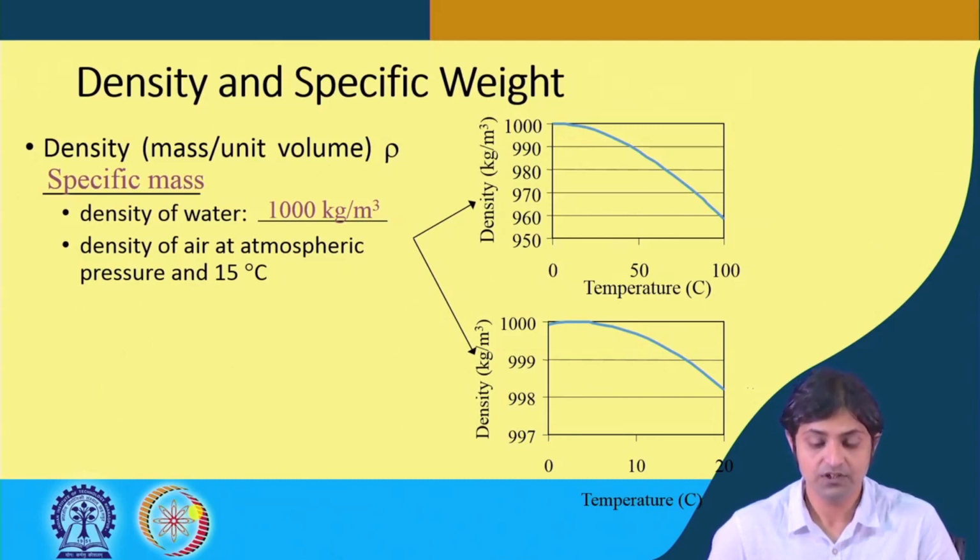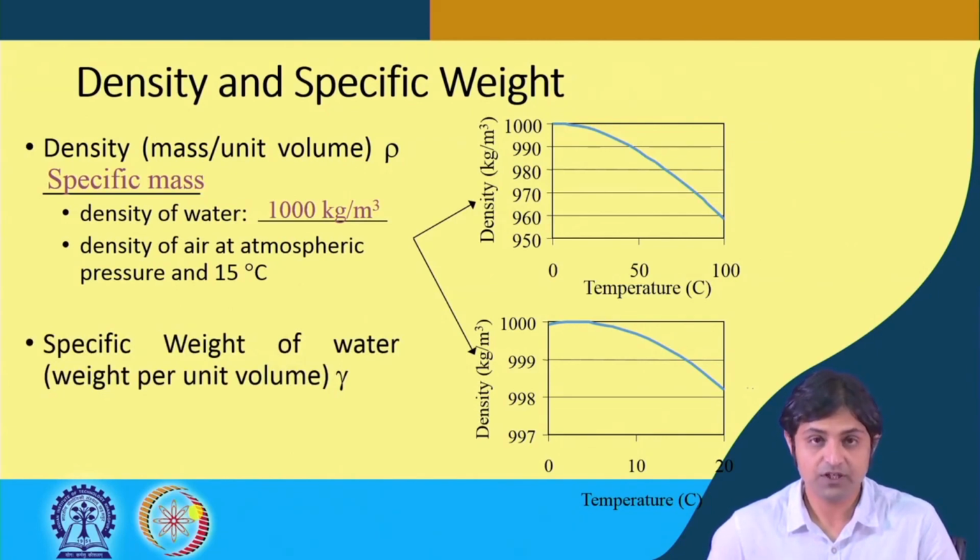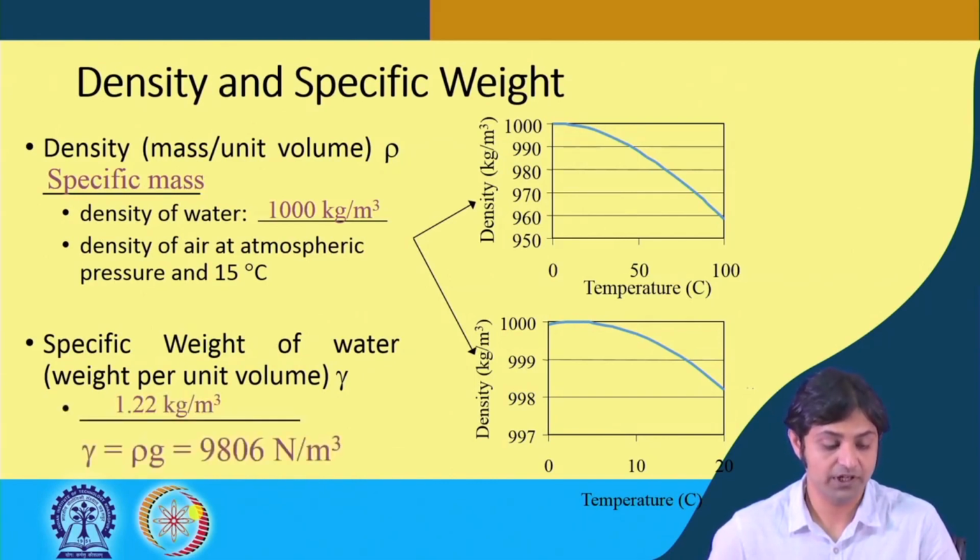The reason for doing this is the temperature that we encounter mostly, 0 to 20 degrees in nature, especially in this part of India. It goes up to 30-35 as well, but this gives a zoomed image so that you are able to see in detail how the variation is. The specific weight, that is called gamma, is 1.22 kilogram per meter cube for air, and for water the specific weight is rho g, 9806 Newton per meter cube.